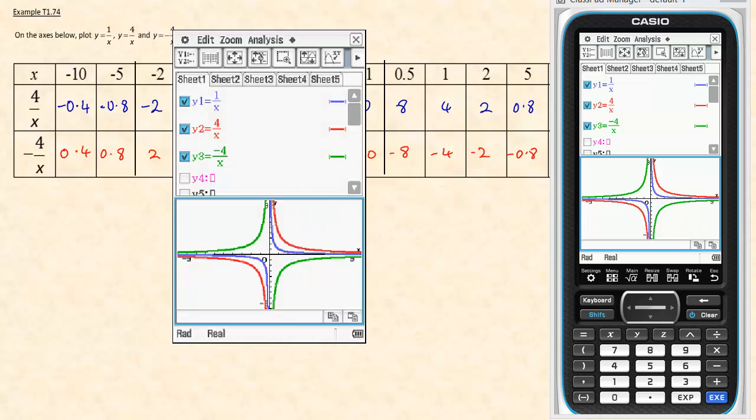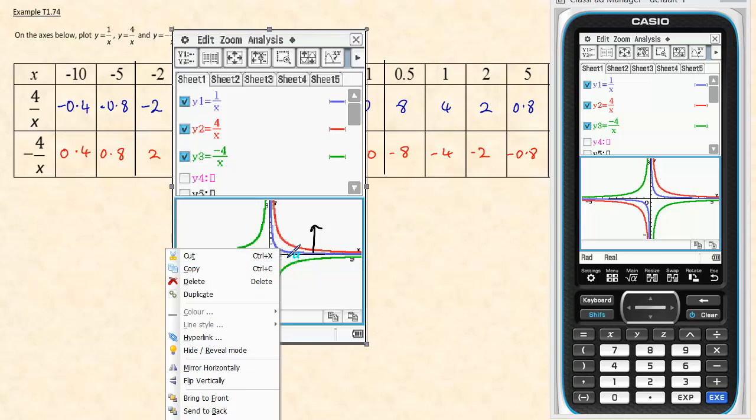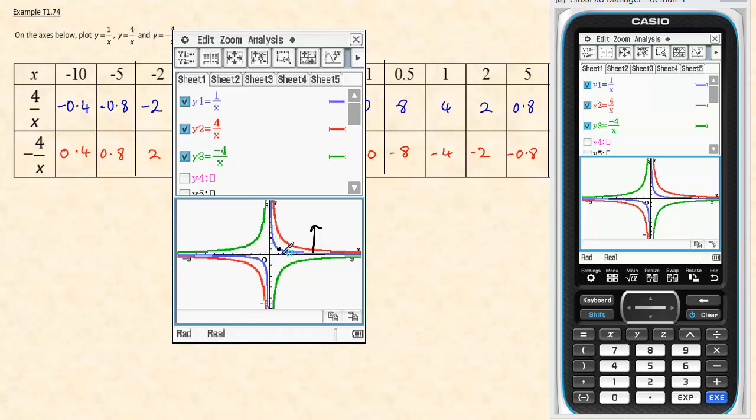Now, if we look at the red curve compared to the blue one, we can see that it's been stretched away from the axis. And indeed, we know that this point here has coordinates 1, 1, and this one here has coordinates 1, 4. So it's been stretched 4 times further away from the x-axis as the blue one. And we can see the same is true down in this quadrant here. Remember, this is the first quadrant, this is the third quadrant.